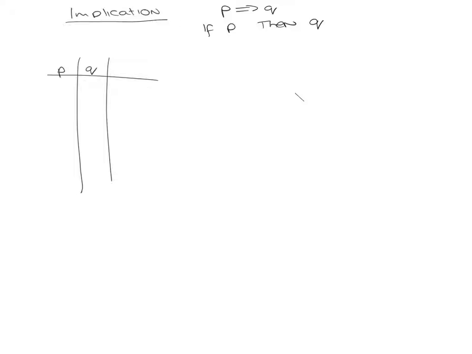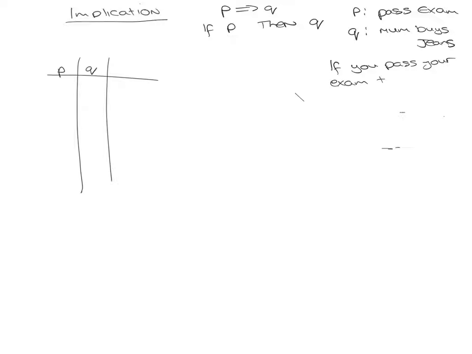the truth table for implication, is if P is the proposition that you pass your exam, and Q is the proposition that your mum buys you jeans, then the implication P implies Q is if you pass your exam, then your mum buys you jeans.